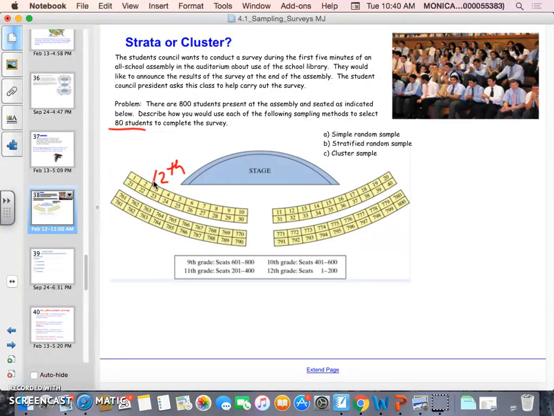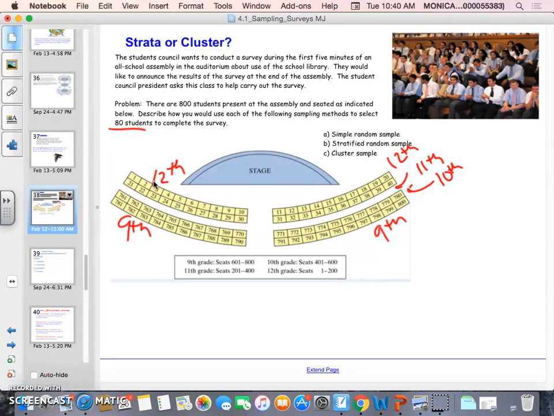And from 761 to 790, this would be 9th graders. This is also 9th graders. And this is also 12th graders. So in between, the 11th graders sit directly behind the 12th graders, and then behind them are the 10th graders. And then the last couple of rows of seats are where the 9th graders are sitting. And so if I wanted to complete a survey, how would I do this?